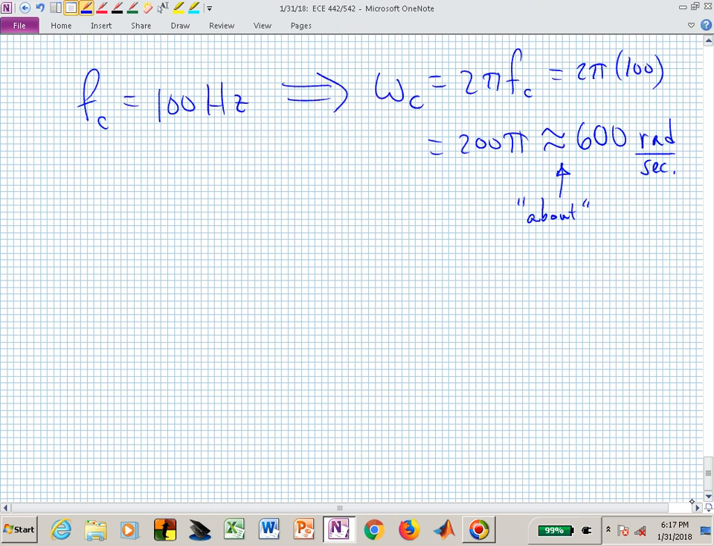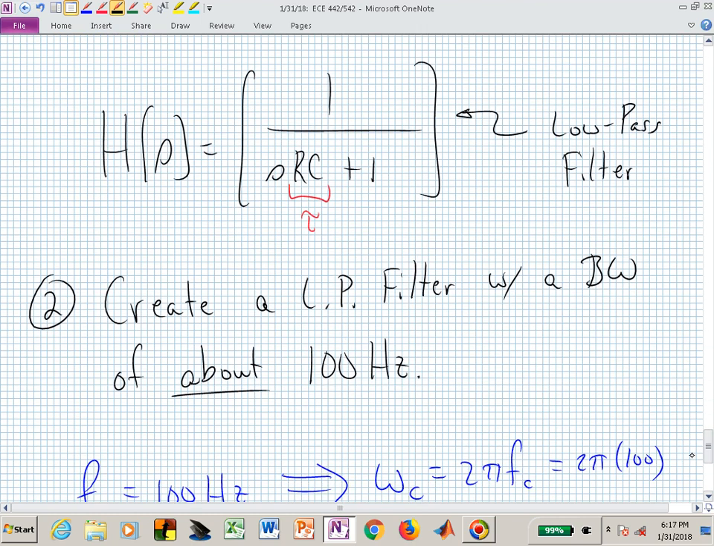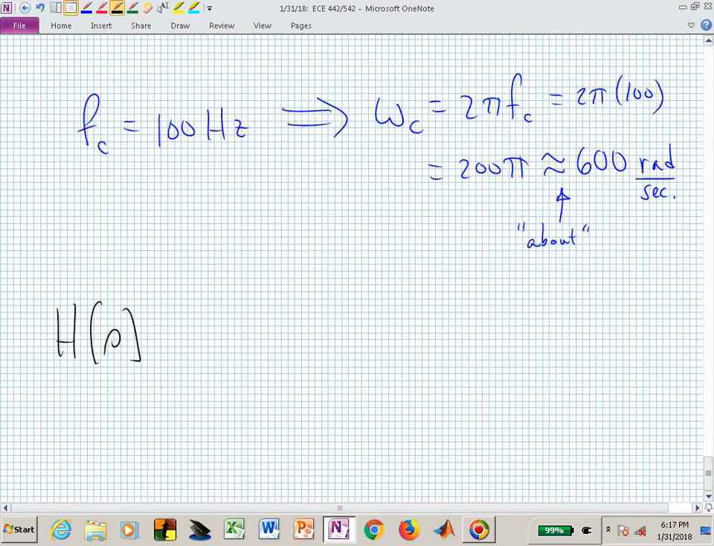Now, how do we put this information into our transfer function? We had an H of S that had an RC or a tau. How do we plug or change this? Or how would we eventually find the R and the C to make this actually have a bandwidth of 100 hertz, or about 100 hertz? We need to somehow specify tau, right? The time constant. And we have enough information since somebody's told us the bandwidth that they want.